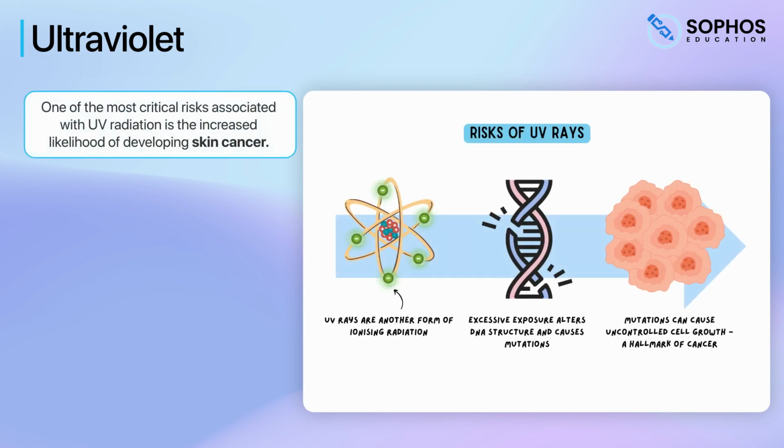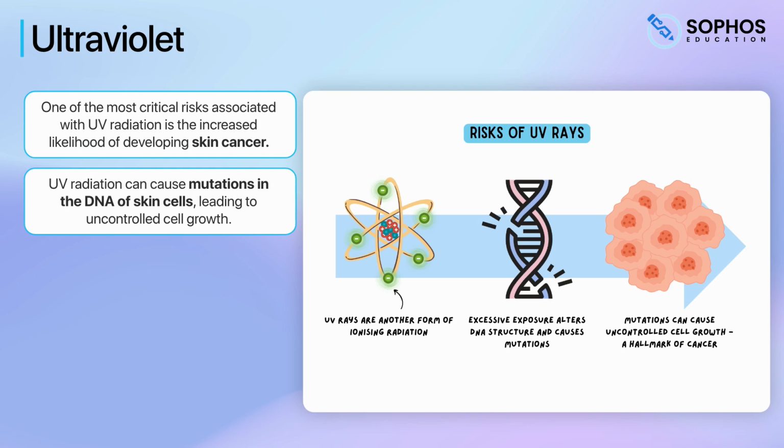One of the most critical risks associated with UV radiation is the increased likelihood of developing skin cancer. This happens because UV radiation can cause mutations in the DNA of skin cells, leading to uncontrolled cell growth. This is why it's essential to limit exposure and take protective measures.